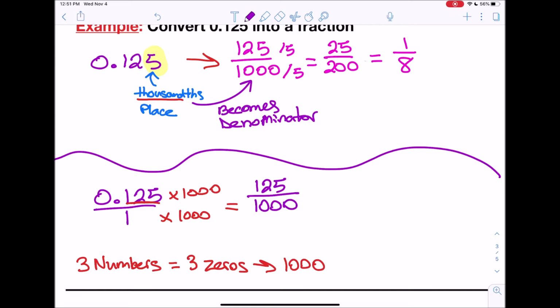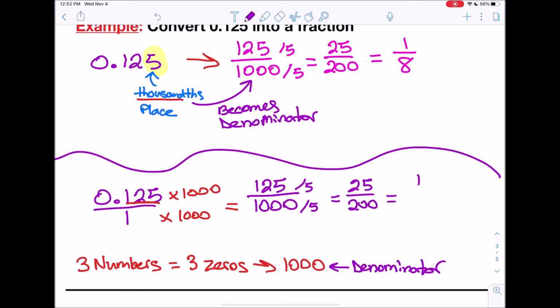Count how many numbers are after the decimal. The number of numbers is how many zeros, and that's how you figure out what multiple of 10 you're using. Okay? You know you're supposed to have a whole number on top, and 1 times whatever your multiple is will be the multiple on the bottom. So this will be your denominator. Okay, and then once again, we divide until we get our fraction in the simplest form, meaning we can't divide anymore. Okay?